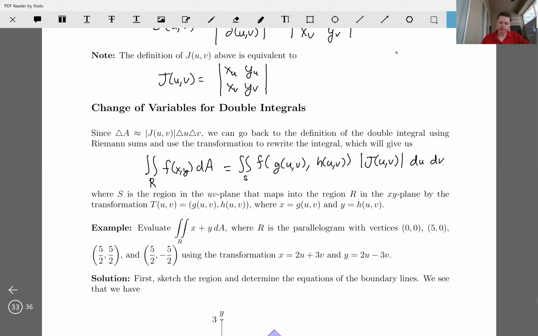So again, S is the region in the uv plane that maps into the region R in the xy plane by that transformation. T of u, v is the point whose components are g of u, v, h of u, v, so x is g of u, v and y is h of u, v. I'm going to do the examples in the next video so that you can pause here, review what we've done, and reflect.